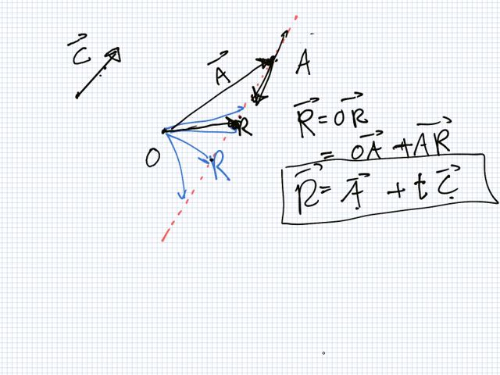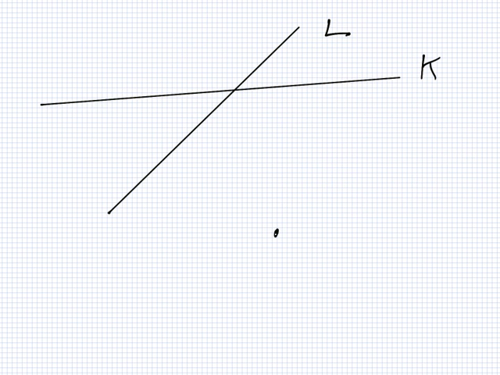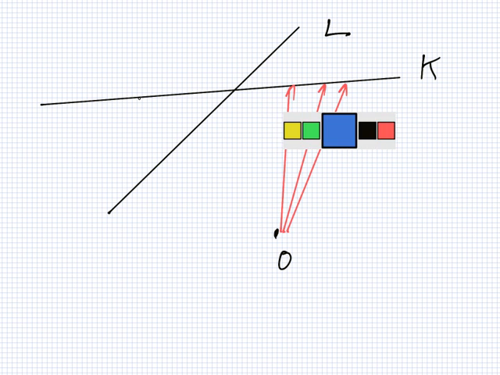Jerry? Yeah. Okay. So now, let's imagine we have this. This is line L, and this is line K. And let's say here is O. So, we have all the vectors that point to K, and then we have all the vectors that point to L.